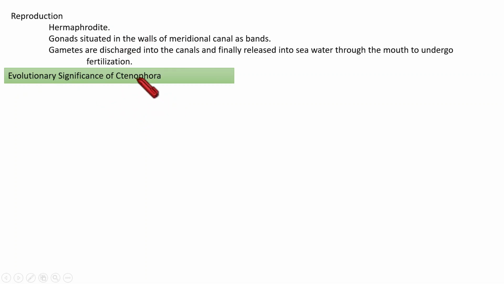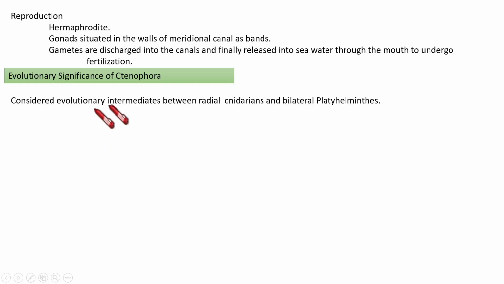In what way are ctenophores evolutionarily significant? In the beginning of the section, I told you that in so many ways it is similar to the Cnidarians. So let's see in what ways it is similar to Cnidarians. In that sense, it is considered an intermediate between Cnidarians, which have radial symmetry, and platyhelminths, which have bilateral symmetry. So in that sense, it has very important evolutionary significance.